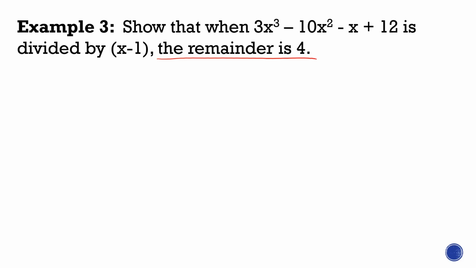We just need to show when we divide that polynomial by x minus 1 using the remainder theorem, the answer should be 4. So let's see. x minus 1 equals 0. We will start with that. Therefore, x equals 1. So we will replace all the x's by 1.